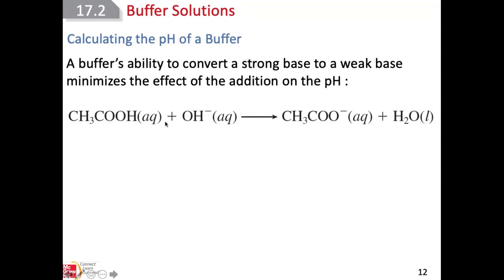Or if I am adding a strong base, which has OH minus, to a weak base, it also minimizes the effect. The strong base that I am adding here will find an acid that will neutralize it, and the pH will not change.